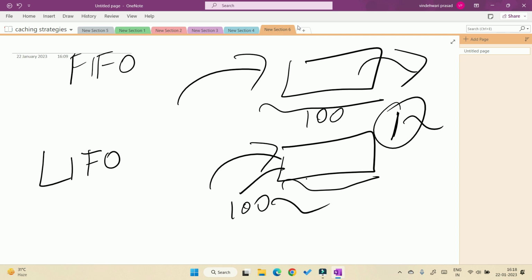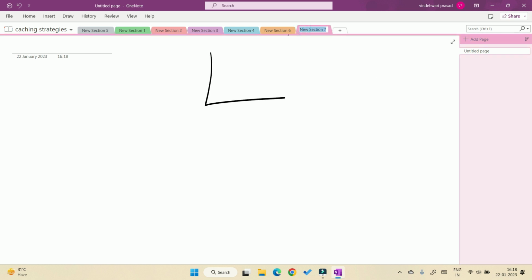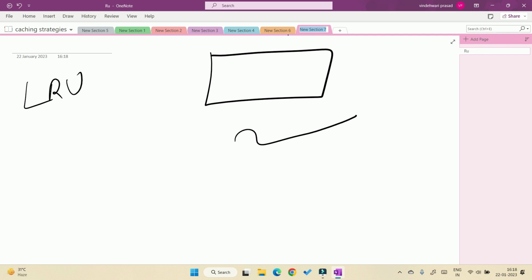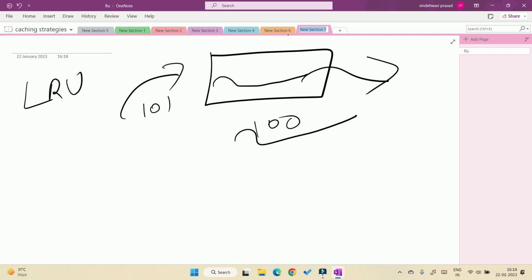And the last and most used strategy is LRU, least recently used. Suppose you have 100 data entries and one more entry, the 101st, comes. The data which is not used often, the least used data, will be removed. So suppose your 25th entry is not mostly used, that data will be removed. In least recently used, the data which is not used is removed.